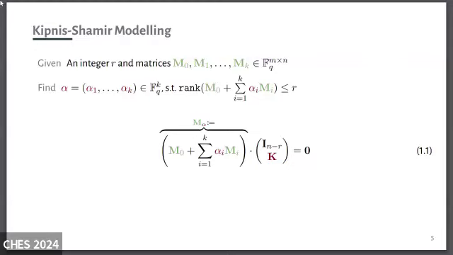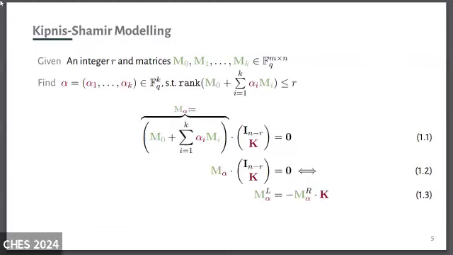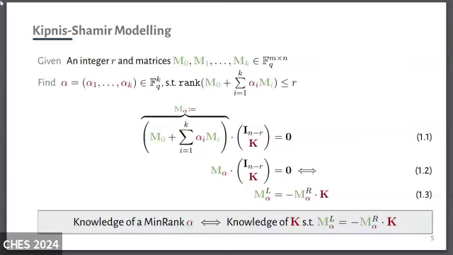Now we split this matrix M alpha into a left and a right part, where the first n minus r columns are moved into M alpha left, or L, and the remaining r columns are moved into the right part, M alpha right, or R. And now we can rearrange this equation to what you see in equation 1.3. M alpha L is equal to minus M alpha R times K. And again, it's important to remember that knowledge of the min-rank solution alpha is equivalent to knowledge of the matrix K such that this equation holds.